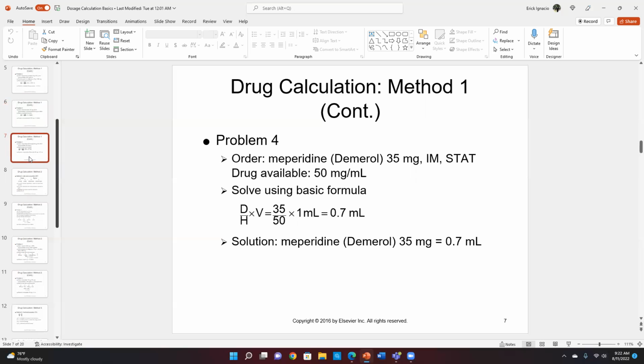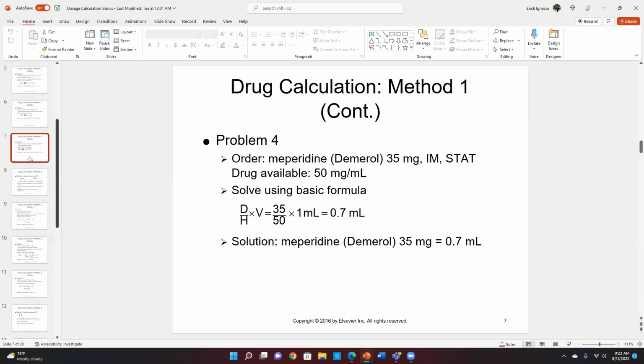All right, hopefully this is making sense, and we will go to our 4th problem with method 1 using the formula D over H times V. So we have Demerol, or meperidine, that will be given to our patient. 35 milligrams IM, which means intramuscular, stat, which means right away. So I'm going to be giving an intramuscular injection right away. How it is available on hand is 50 milligrams per mL. So that's 1 mL.